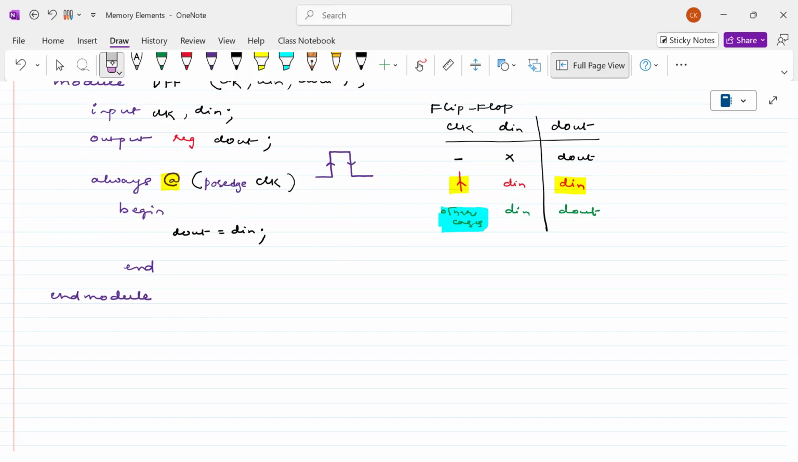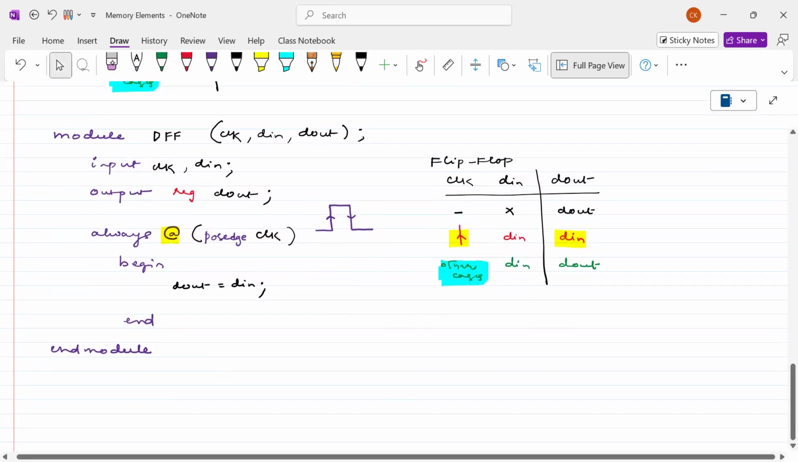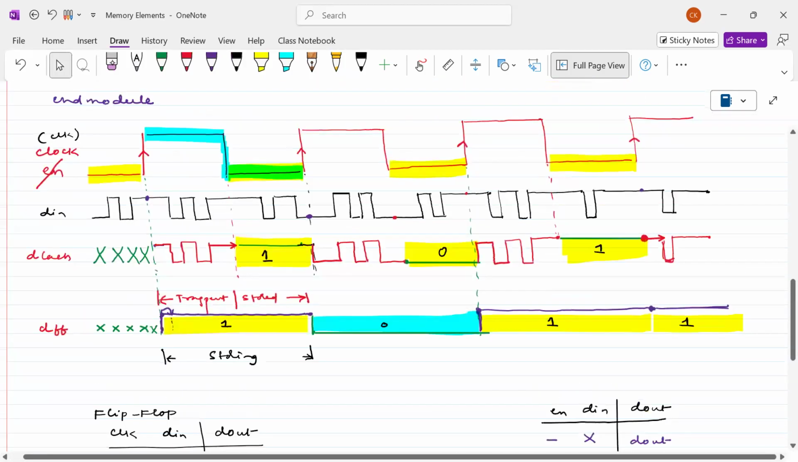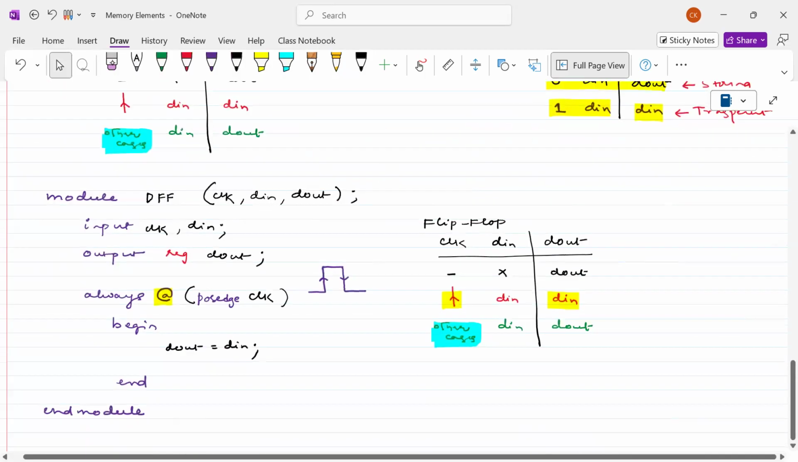Okay, so this is what we need to write. Begin and end are not required since there is only one statement, right? So look at this one. Let us apply this program and see how this program will be executed.